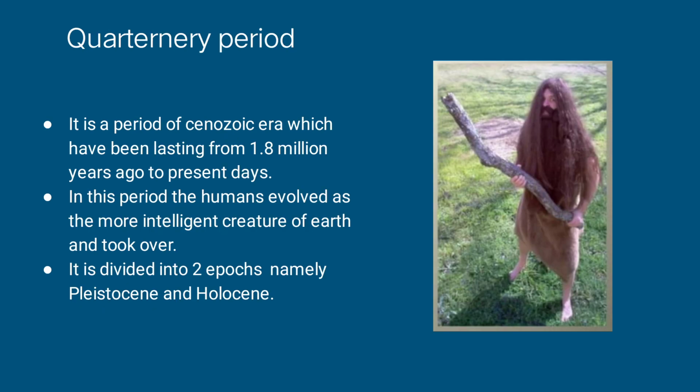Quaternary period. It is a period of Cenozoic era, which has been lasting from 1.8 million years ago to present days. In this period, humans evolved as the most intelligent creature on Earth and took over. It is divided into two epochs, namely Pleistocene and Holocene.